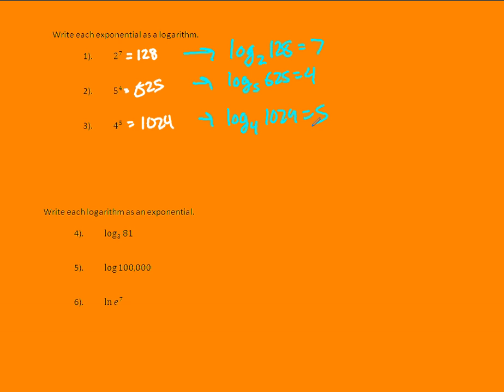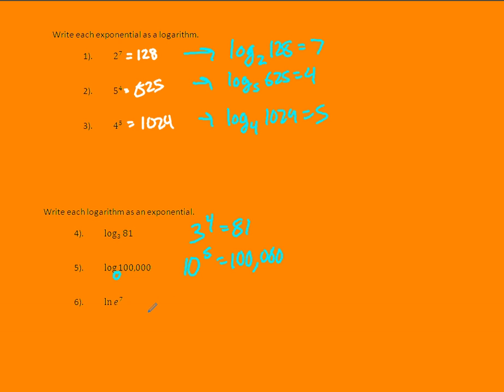Alright, same going the other way. To rewrite them as exponentials, I write 3 to some power will equal 81. What is that power? The power is 4. With this one, there is no number. Remember, when there's no number, we assume it's base 10. So 10 to some number equals 100,000. That number is 5. 1, 2, 3, 4, 5 zeros.